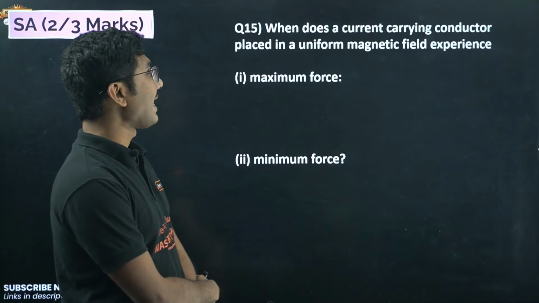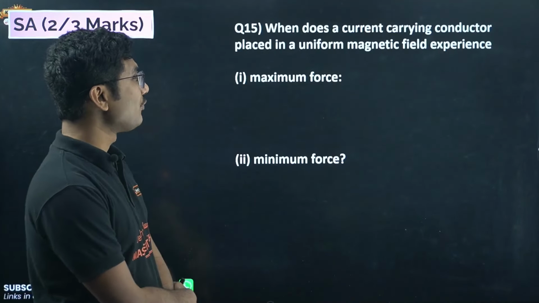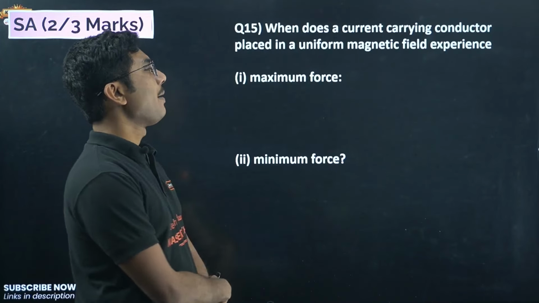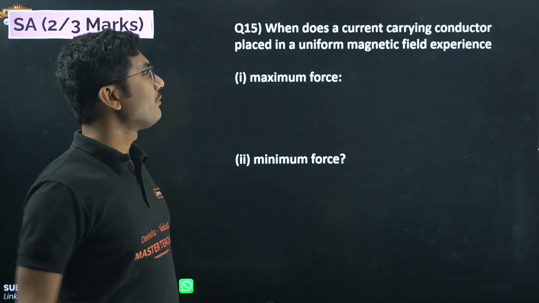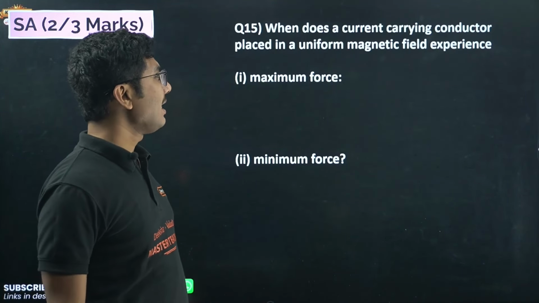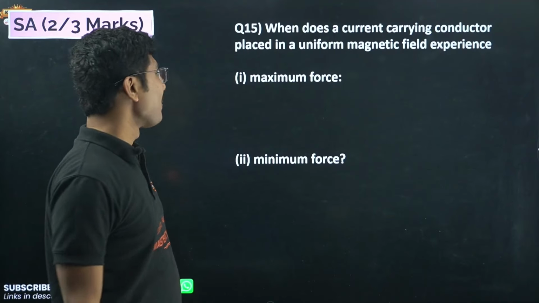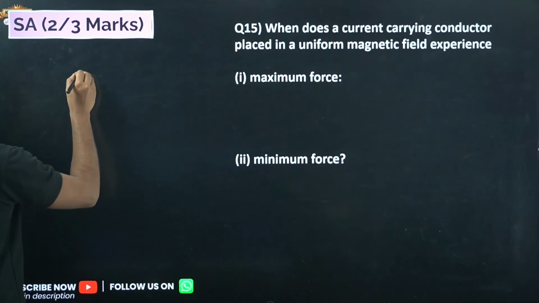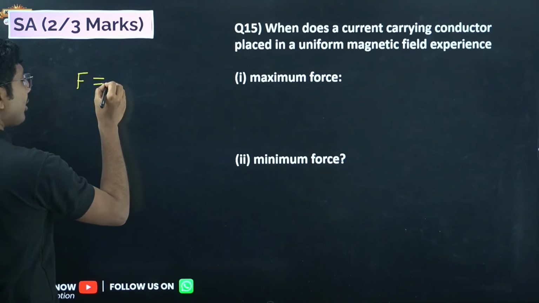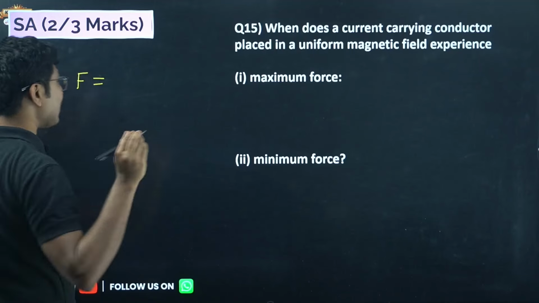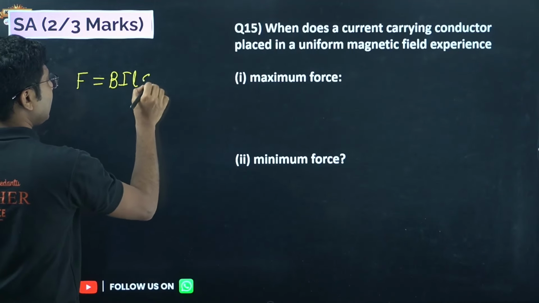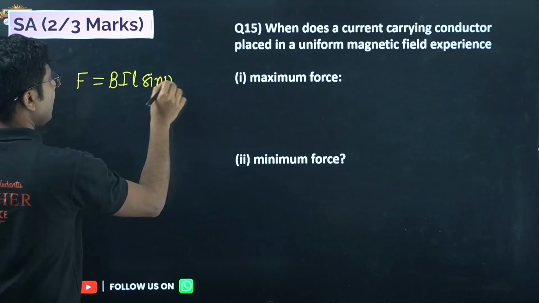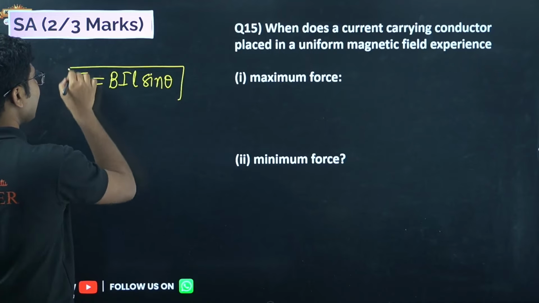When does a current carrying conductor placed in a uniform magnetic field experience maximum force, minimum force? First of all, what is the force on a current carrying conductor in a magnetic field? The force acting on a current carrying conductor is not QVB. QVB is the force on a charge. It will be BIL sin theta.